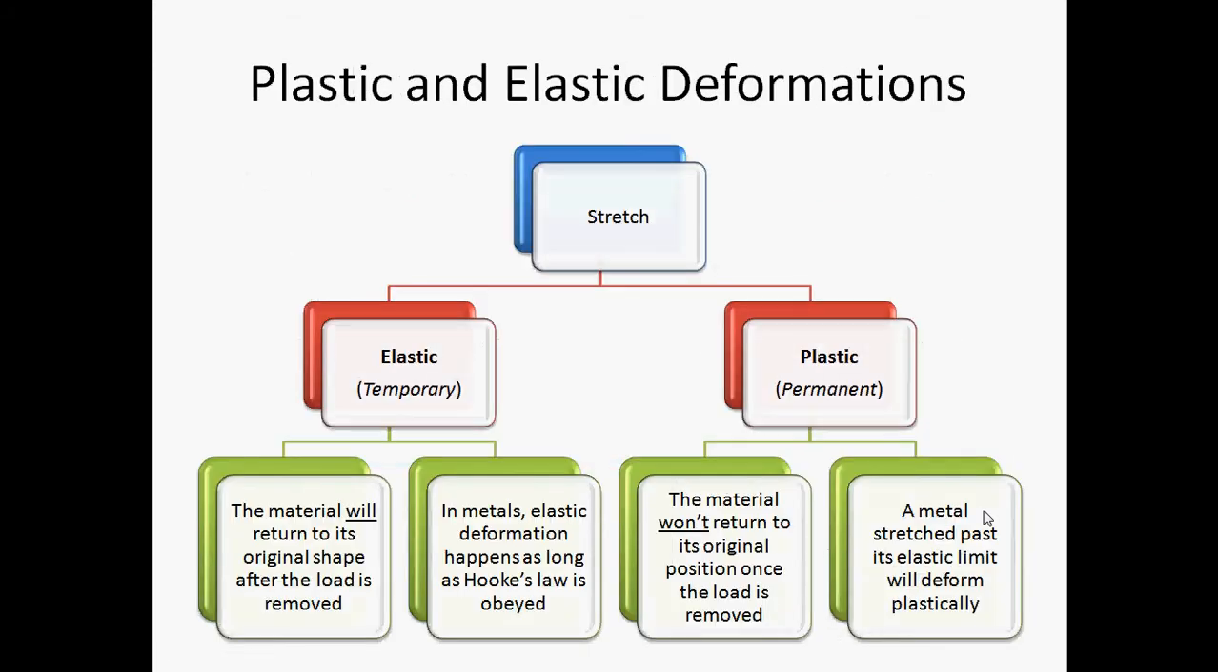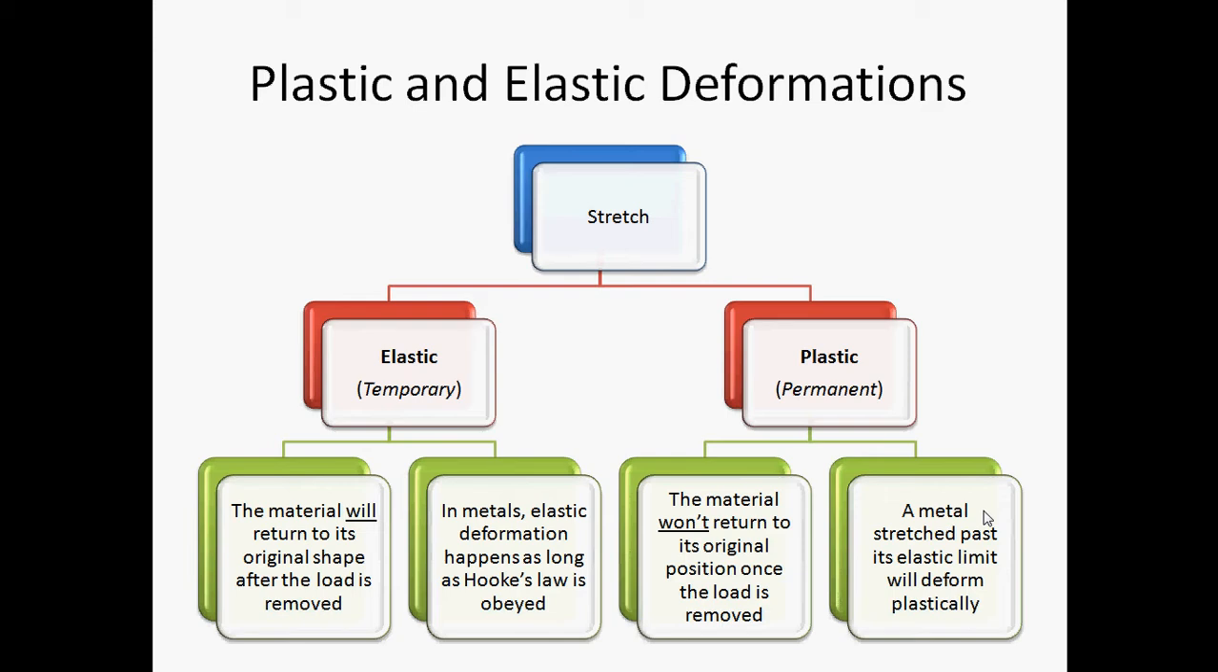So that means that whenever I have deformations, I can have plastic or elastic deformations, okay? So deformation or stretch can be elastic, which means it is a temporary stretch, or plastic, which means it is a permanent one. So if you have a temporary deformation or an elastic one, the material will return to the original shape after the load is removed, after you take away the force that was being applied. And in metals, for example, elastic deformation happens as long as Hooke's law is being obeyed.